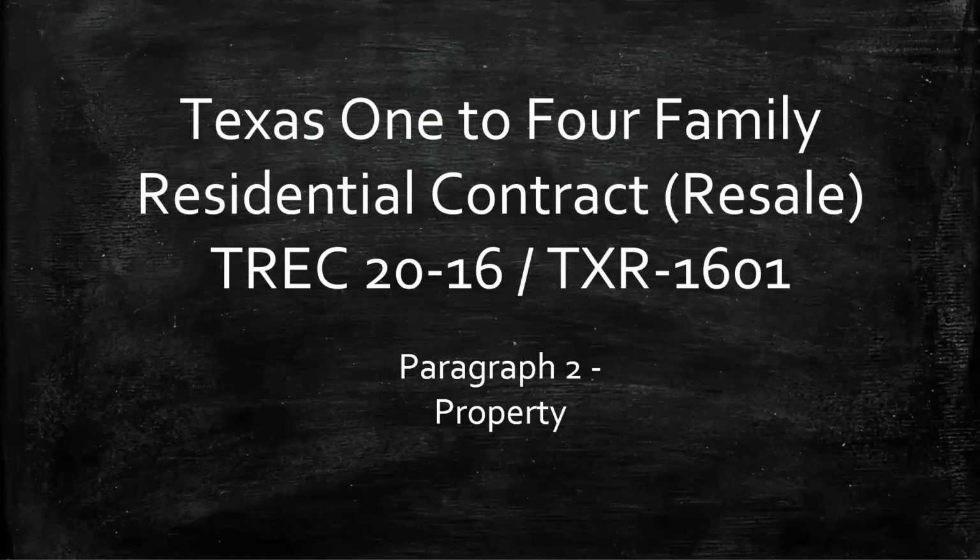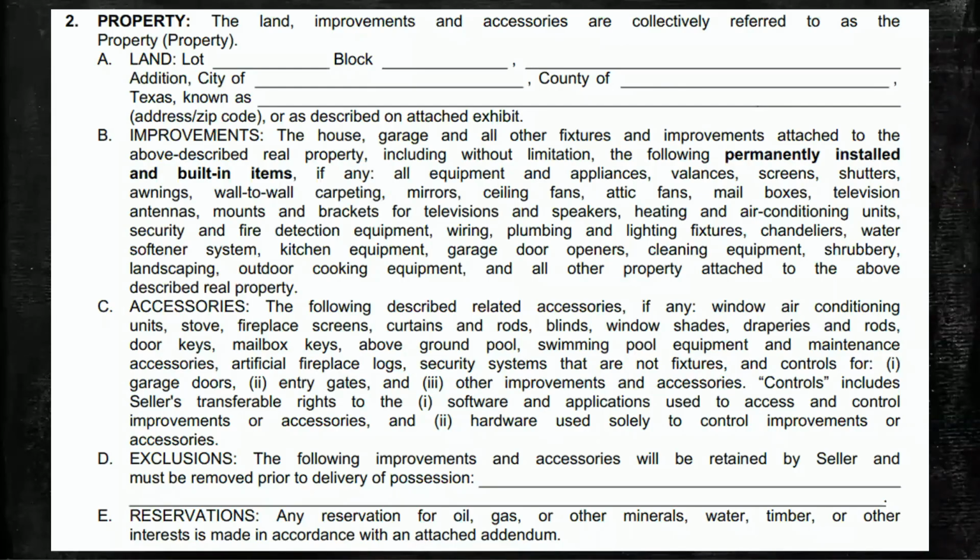Let's have a look at paragraph 2 of the 1 to 4 family residential contract. Here we're talking about the property. Of course, it's important to know what the property is. We just said in paragraph 1 that the seller agrees to sell and the buyer agrees to buy the property. Well, now we have to define exactly what that is.